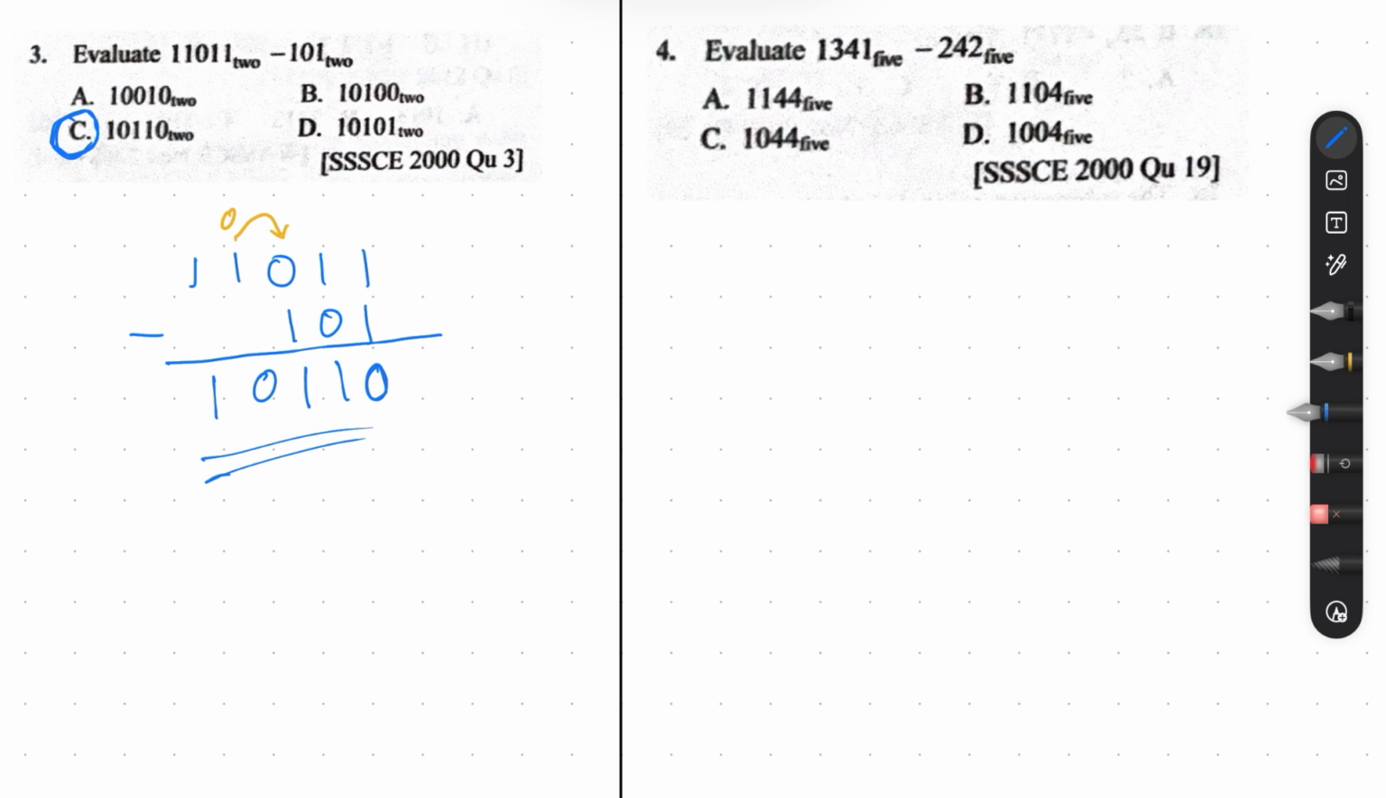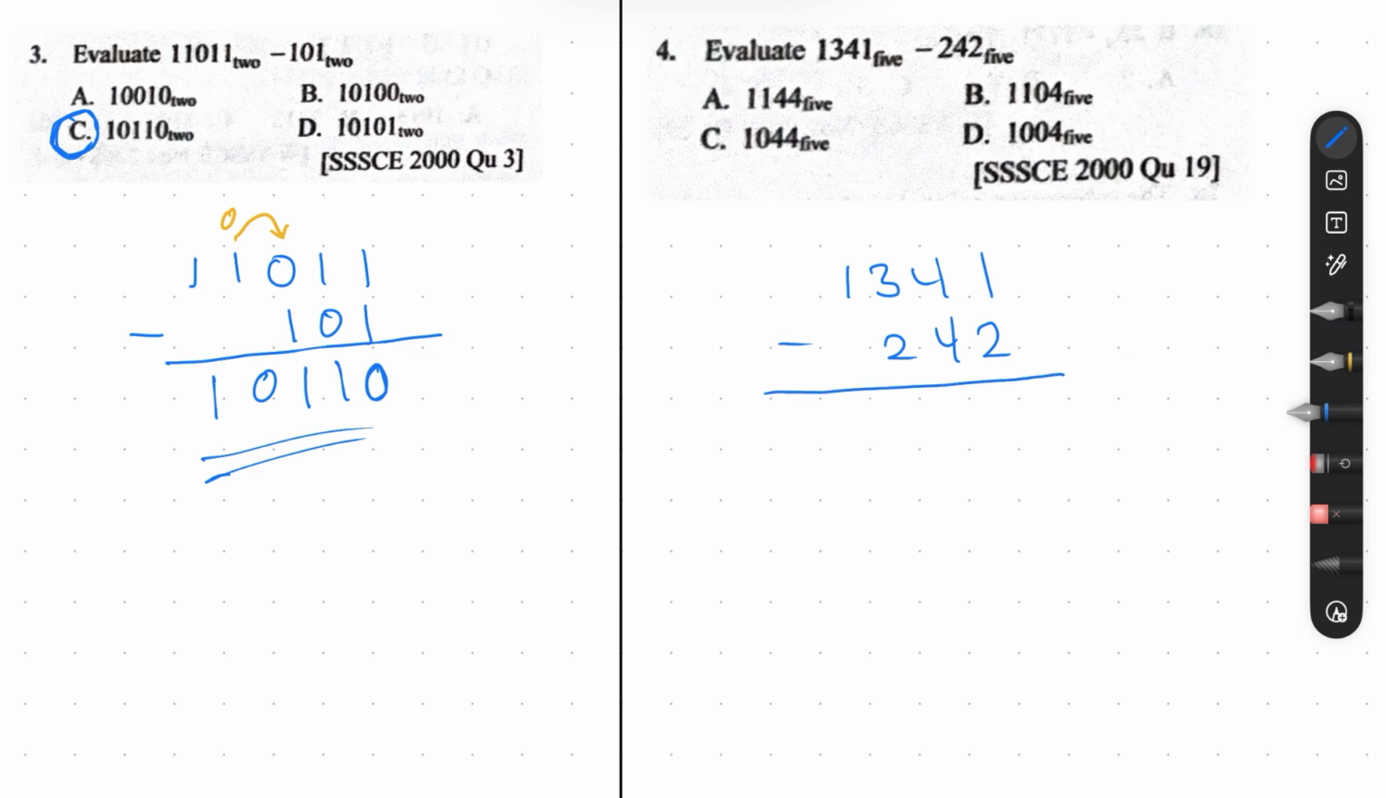Okay, cool. Let's move on to question number 4. It says evaluate 1341 base 5 minus 242 base 5. Right? Cool. So we do the same thing we did, right? 1 3 4 1 minus 2 4 2.